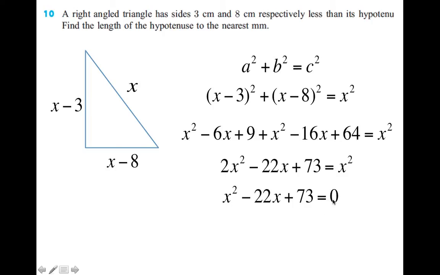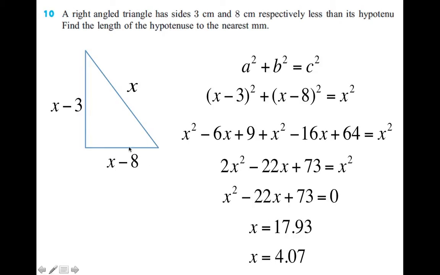Once you have 0, you can solve. This one does not factor. Factoring is no good. So again, you can use quadratic formula, completing the square, or GDC to use your polynomial solver. So I'm going to do that on GDC, and it gave me these two answers here. Two possibilities for x, but is it really two possibilities?